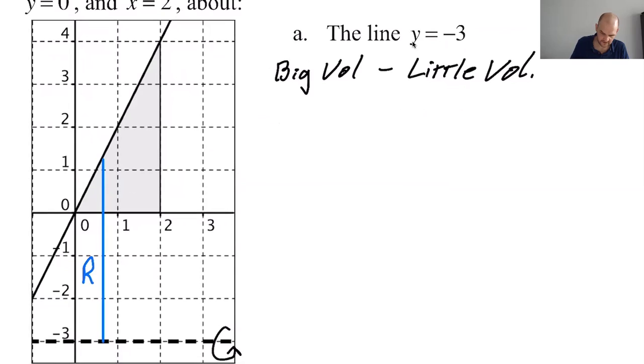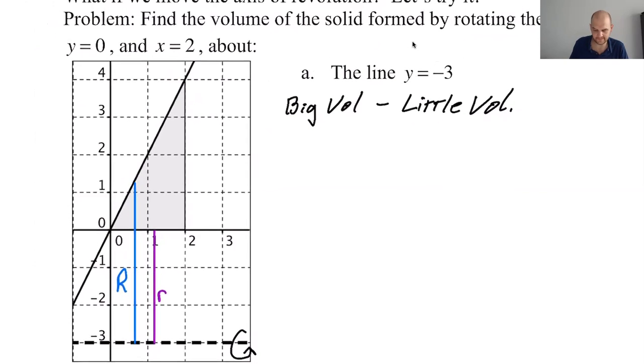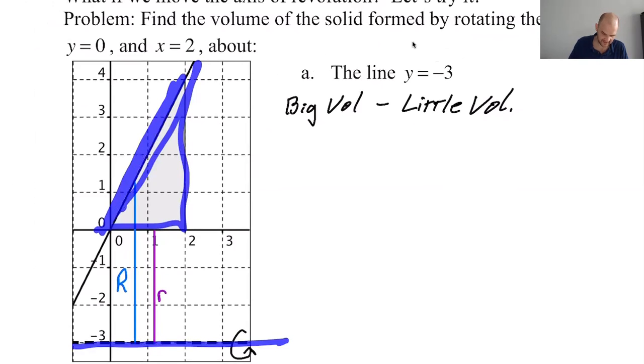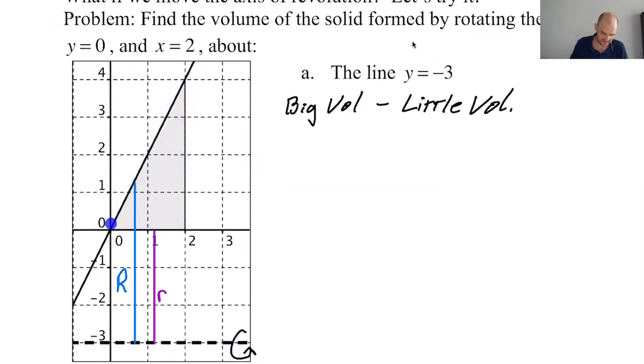And then there's also going to be a smaller radius that's going to go from the axis to the inner curve. So there's an outer curve and there's an inner curve. What do I mean by that? Well, when you take this region around, this thing is going to be on the outside of the solid that you get. So this is the outside, the outer curve. And then the inner curve is this, because it's going to be on the inside of the solid that you get. So there's an outer radius, an inner radius, an outer curve, an inner curve.